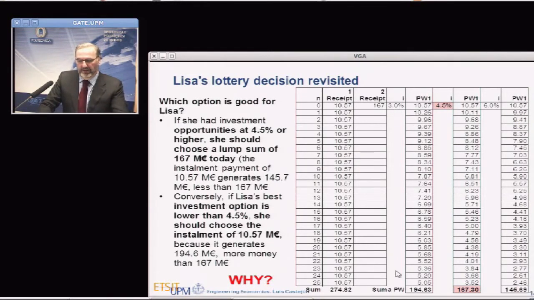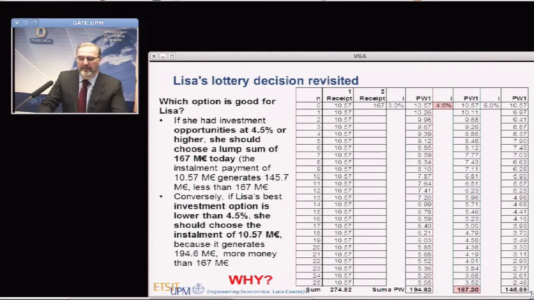We calculate the present worth of each of the installments. So, for example, for the 25th year, we calculated the present value of this amount with an interest rate of 3%. The formula is the future value divided by 1 plus the interest rate to the 25th power. So the present value of the 25th cash flow today is worth €5. We calculate for all the cash flows from n equal to 1 to n equal to 25. So the present worth for an interest rate of 3% is 194.